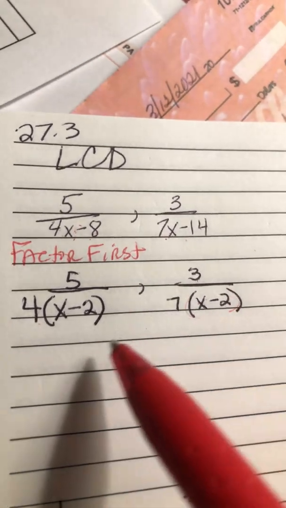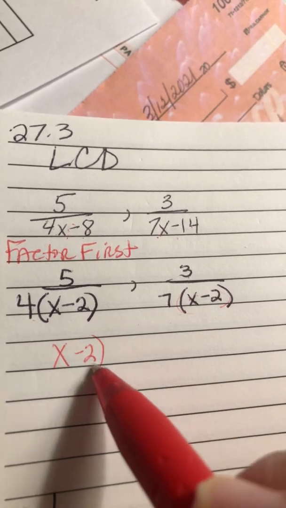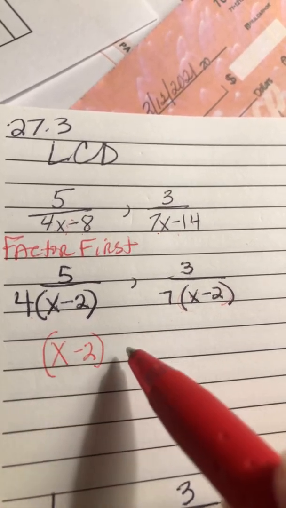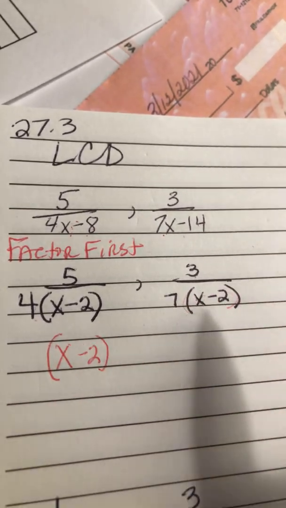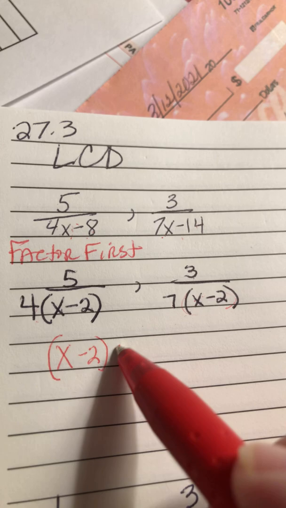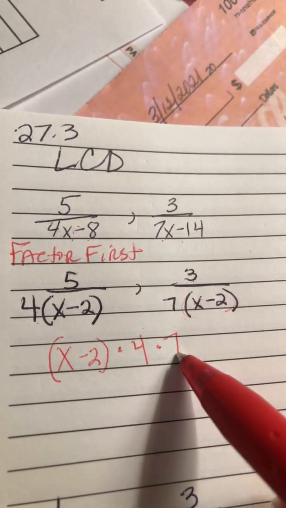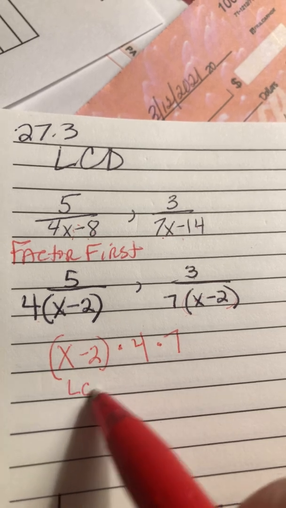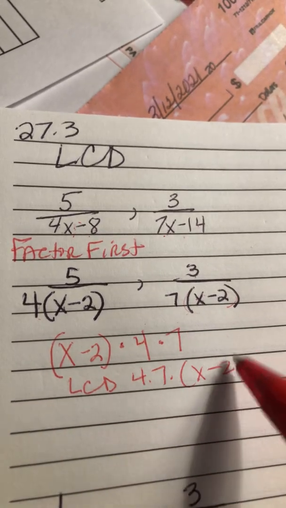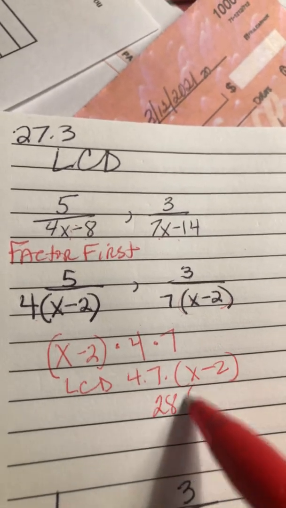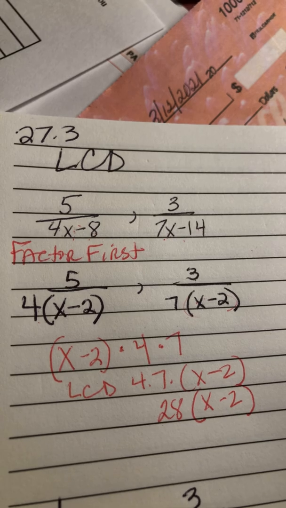So now we can see, oh, you know what? They both have an x minus 2. That's something they both have. And then I would say, well, what else do they have? They don't have to both have it. Just what else do they have? Well, they have a 4, and they have a 7. Okay, so the least common denominator then is 4 times 7 times x minus 2, or we'd say 28 times x minus 2. That's the common denominator.